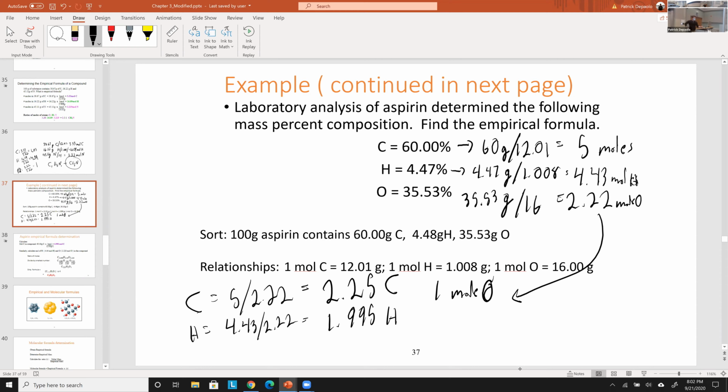Okay, so now we have approximately 2 moles of hydrogen, 1 mole of oxygen, and 2.25 moles of carbon. So anyone want to tell me what would we do now? Good. Multiply the entire ratio by 4. So right now the ratio is 2.25 to 2 to 1. We're going to multiply everything by 4. So 2.25 times 4 is 9.